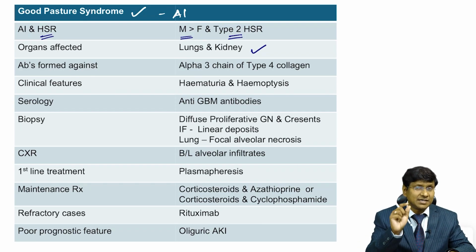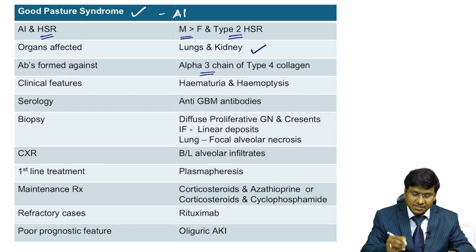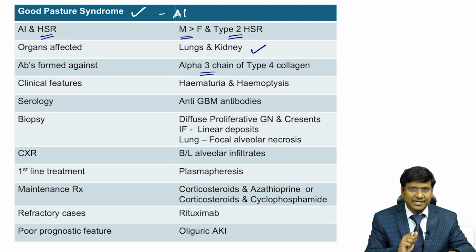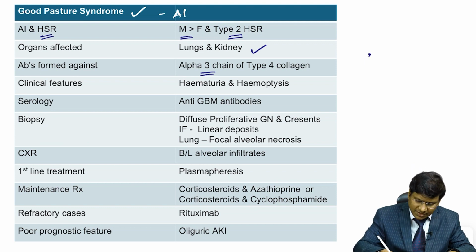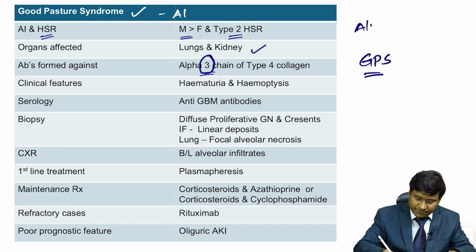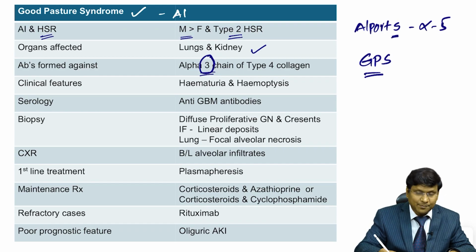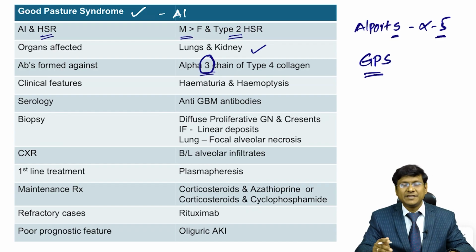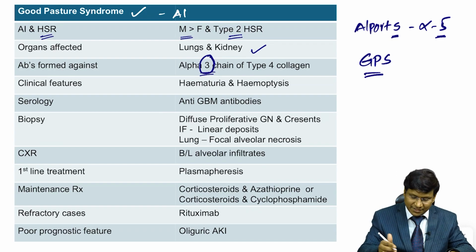And what are the antibodies formed against? Please remember, the antibodies are formed against the alpha 3 chain of type 4 collagen, right? So GPS, Goodpasture syndrome. So it's a 3-letter word. Please remember, alpha 3 chain of type 4 collagen. Whereas in case of Alport, it is the alpha 5 chain. So this S in Alport's is looking like 5. So please remember, in Alport, it is the alpha 5 chain of type 4 collagen that is defective.